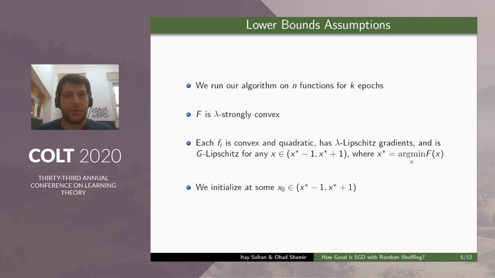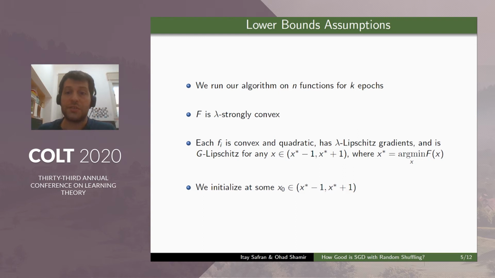Now I want to discuss our lower bounds in more detail, and to do so I first want to discuss the assumptions made when deriving them. As I previously mentioned, we run our algorithm on n individual functions, and we do this for k epochs. The average function of all the individual functions, which is our objective, is assumed to be lambda strongly convex. We assume each individual function is convex and quadratic. Remember that the more assumptions we have in a lower bound, in fact, the stronger that lower bound is.